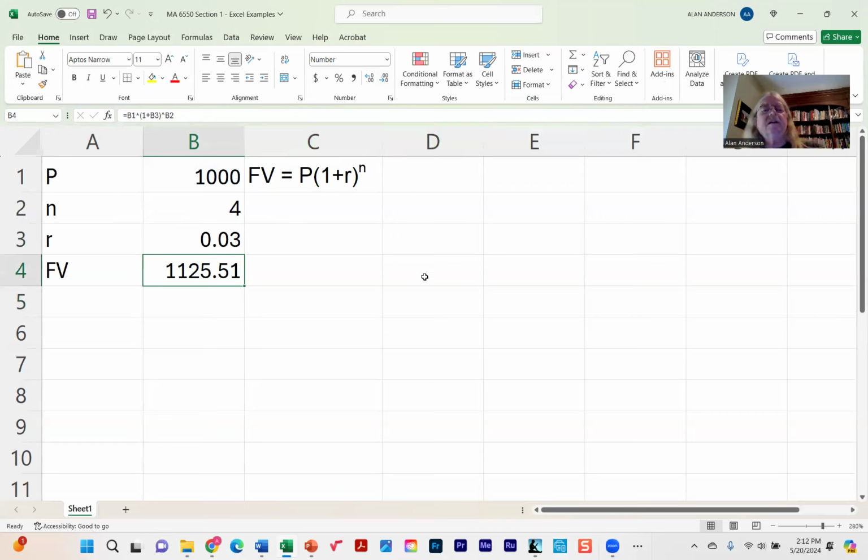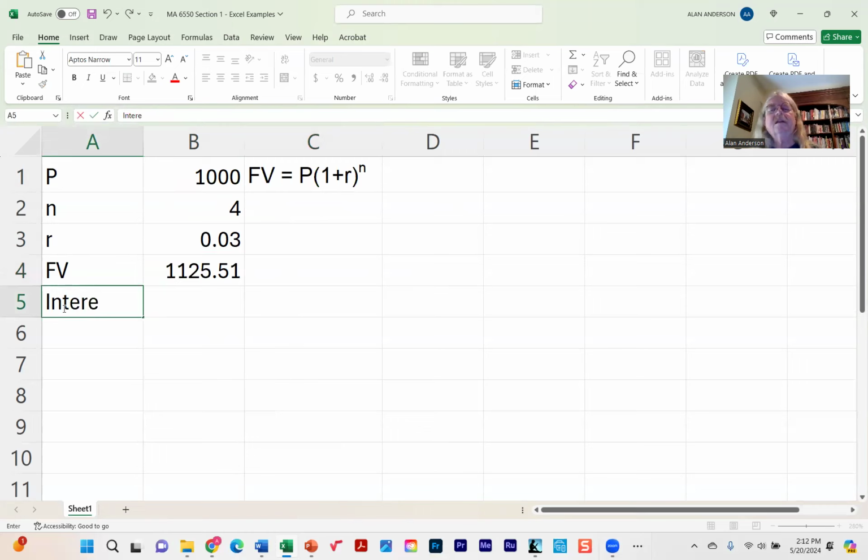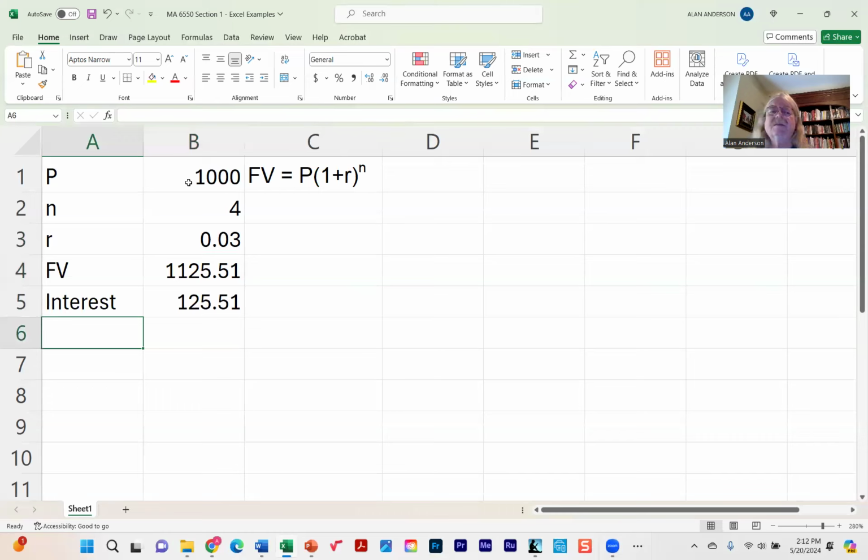What you're seeing here is that if I put $1,000 in the bank right now for 4 years, and the bank pays me 3% per year, when the 4 years are up, my balance will be $1,125.51. That is the future value of the original $1,000. In addition, we can determine the interest that we earned, although the slide doesn't ask for this. The interest is nothing but the future value minus the original present value. And so our interest is $125.51. That's all there is to it.